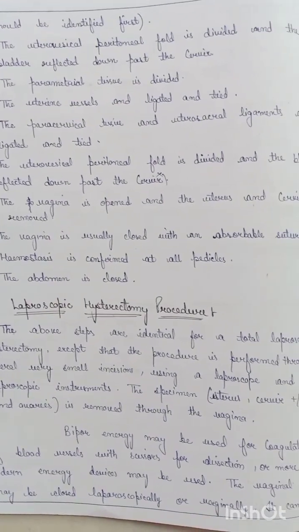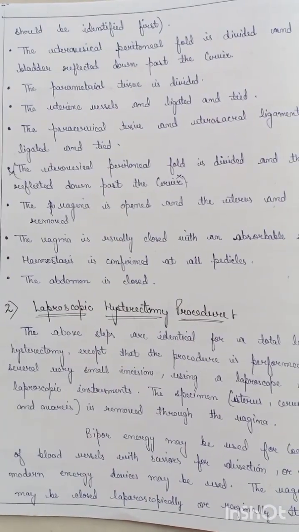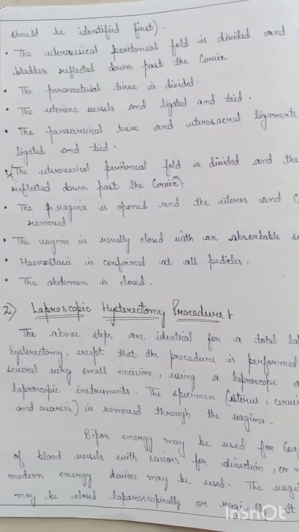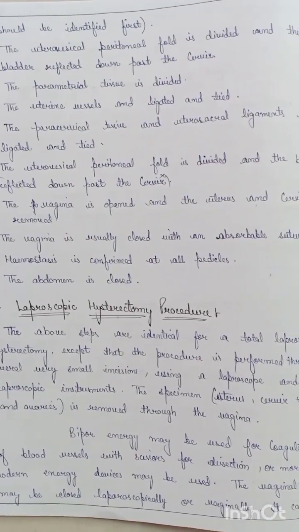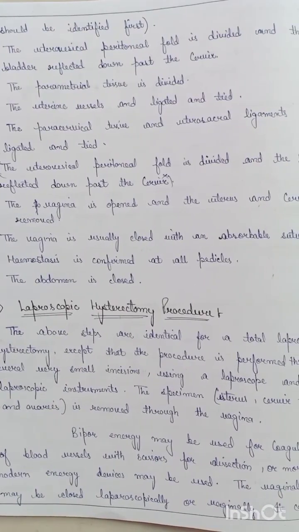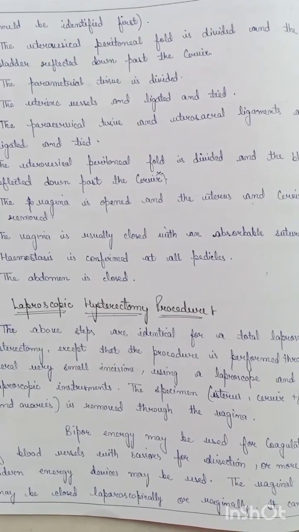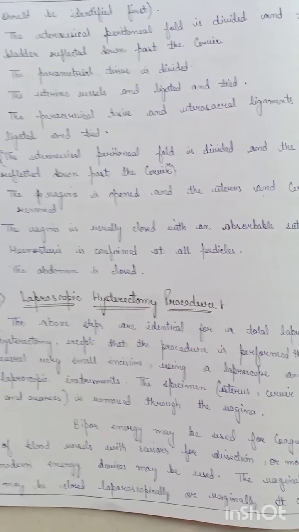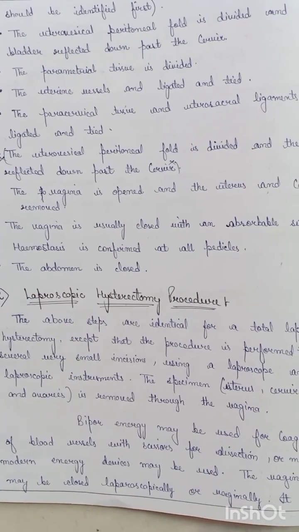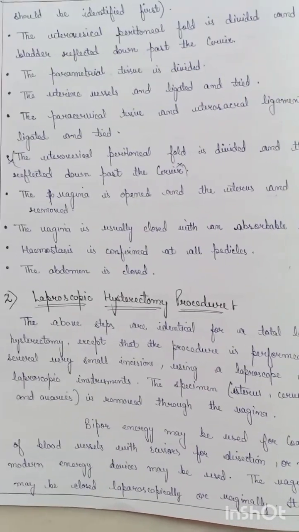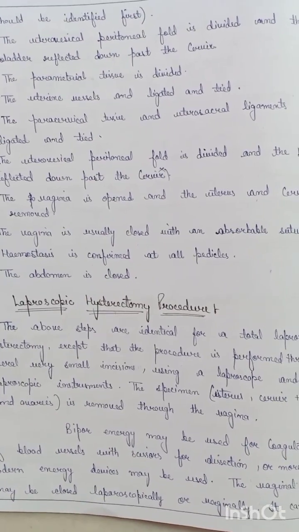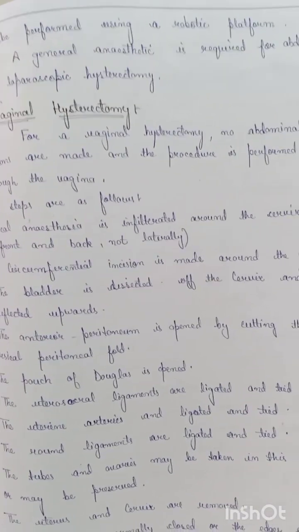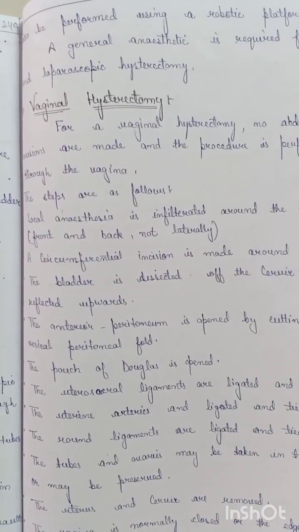Laparoscopic hysterectomy procedure. The above steps are identical for the total laparoscopic hysterectomy, except that the procedure is performed through several very small incisions. Using a laparoscopic instrument, the specimen is removed through the vagina. Bipolar energy may be used for coagulation of blood vessels and scissors for dissection, or more modern energy devices may be used. The vaginal vault may be closed laparoscopically or vaginally. It can also be performed using a robotic platform. A general anesthetic is required for abdominal and laparoscopic hysterectomy.